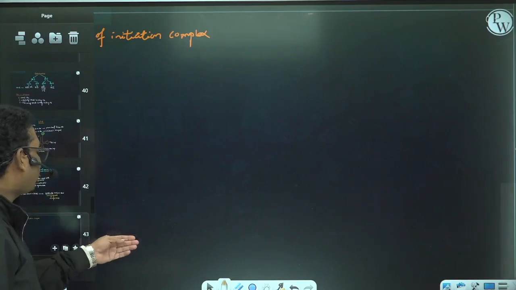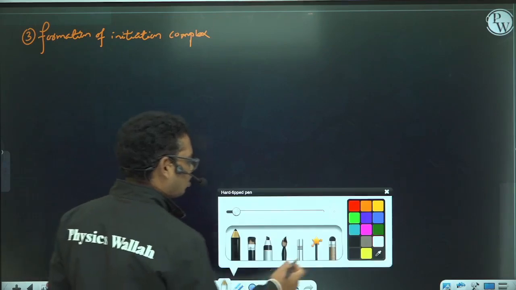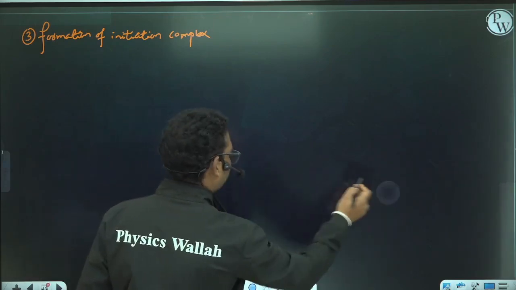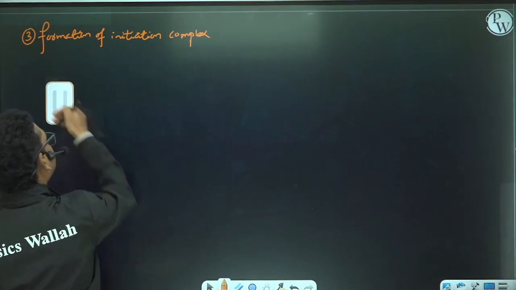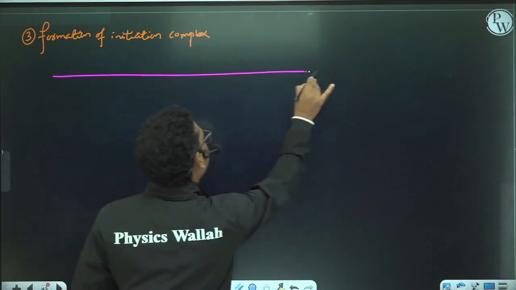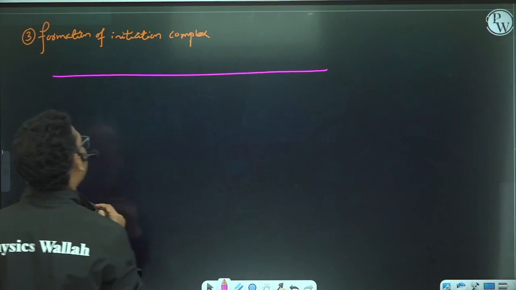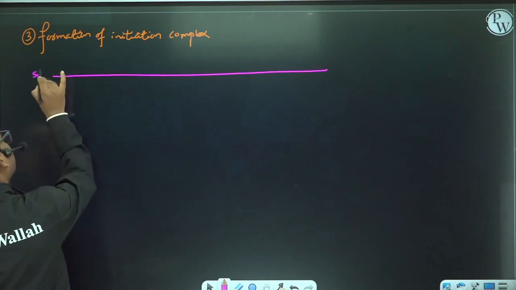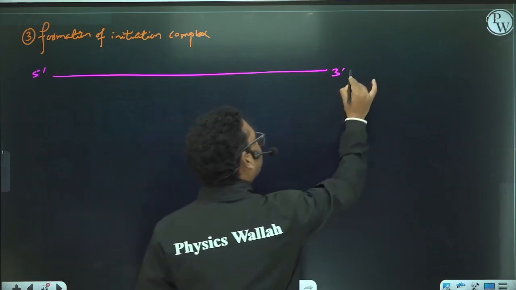What about the third step of the initiation? It is the formation of the initiation complex. So how does this happen? Let me explain. Suppose this is mRNA, and I am explaining with respect to prokaryotes. So this is mRNA. Okay, this will be the 5' end and this will be the 3' end. This is mRNA.